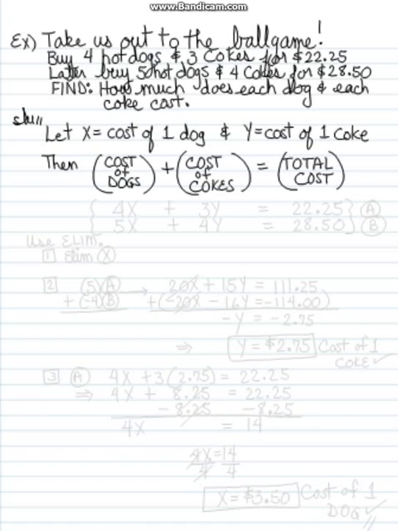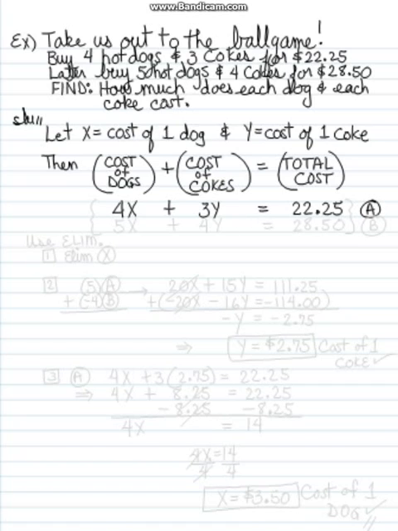Okay, so that means in the first trip that we took to the snack bar, we bought 4 hot dogs. If each hot dog costs X dollars, this is 4 times X. That's the total cost of the hot dogs for that trip. Plus 3 Cokes from the first trip, so that's 3 times Y, the cost of 1 Coke, equals the total cost, which was $22.25. Okay, that's our equation A.